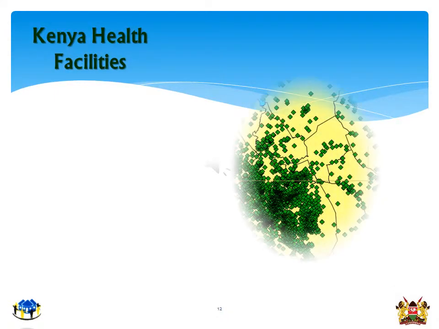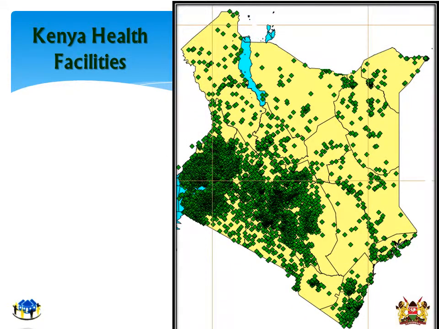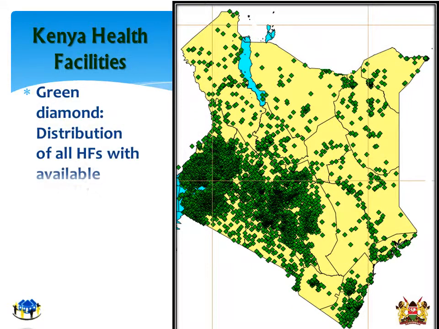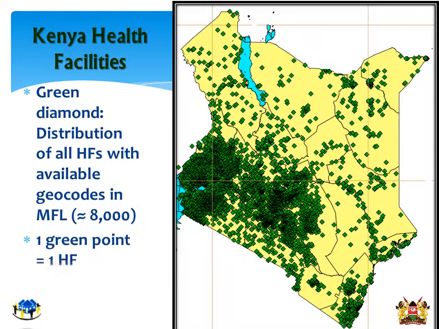As a result of the extensive work done on the MCUL database compilation, we are now able to map the distribution of the community units across the country. The community units are supported by health facilities, and what you see on the map is the representation of the health facilities across the country, represented by one green dot. We currently number over 8,000 health facilities, including hospitals, health centers, dispensaries, and private facilities.